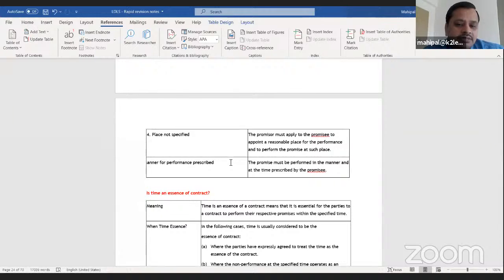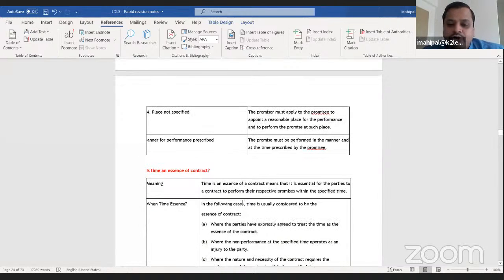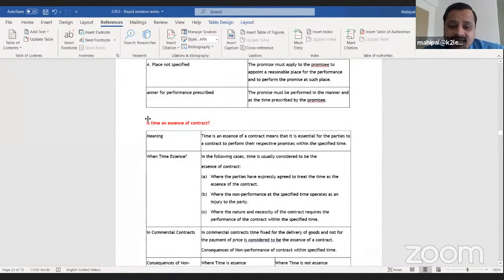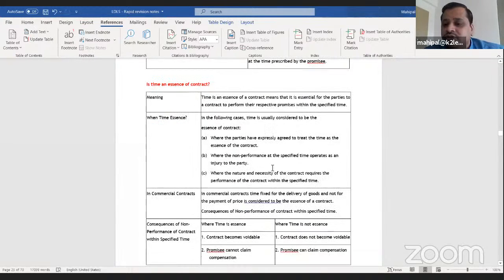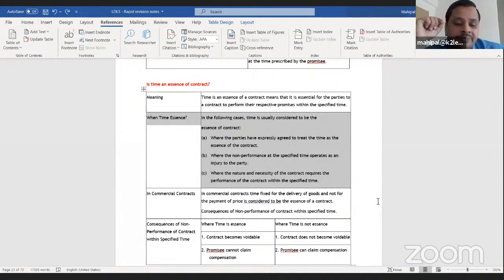Time as the essence of contract. Time is an essential element, meaning that timely performance is very important in a particular contract. Time is generally considered to be essential in the following cases. Please, this is an important question from your examination point of view. Number one, where the parties have expressly agreed to treat time as essence. Number two, where non-performance at a specified time operates as an injury to the party. And number three, where the nature and necessity of the contract require performance within the specified time.